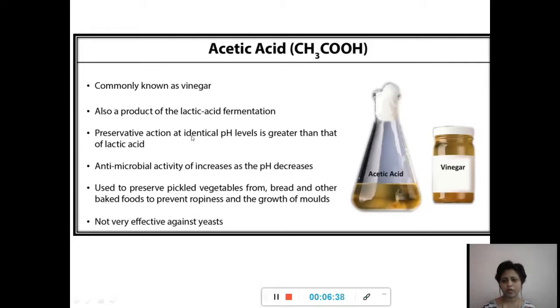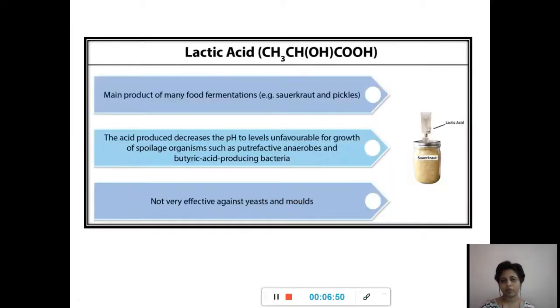So you know about acetic acid. Acetic acid is a common vinegar that we use, and we have already spoken about the preservative role of vinegar in various foods. Now coming to lactic acid. Lactic acid is produced by probiotic microbial organisms, and it is a main product of many food fermentations, for example in the case of sauerkraut and pickles.